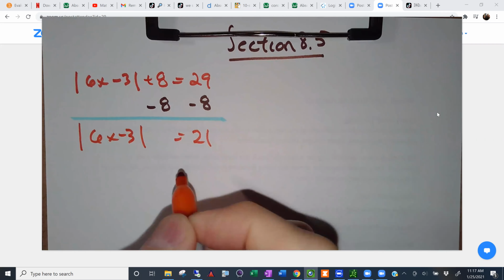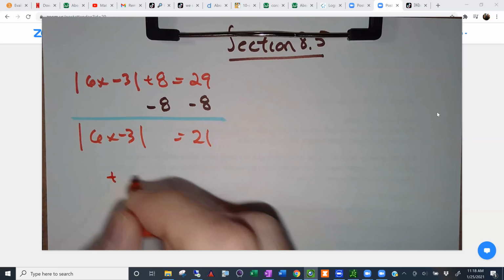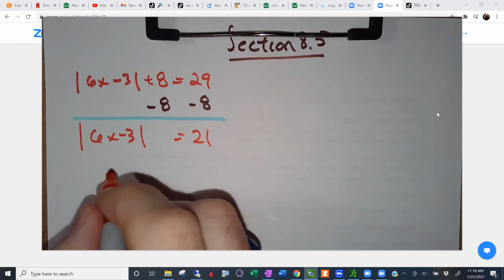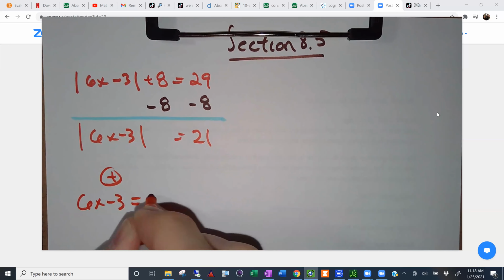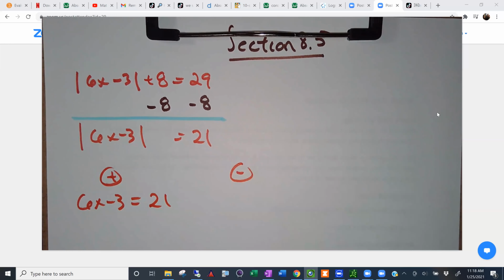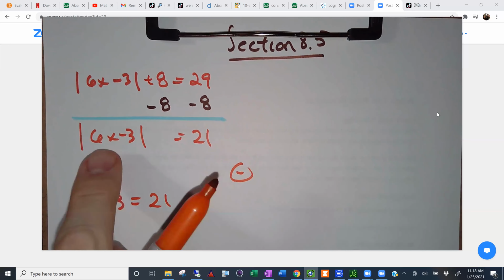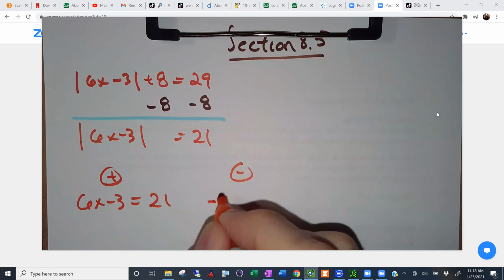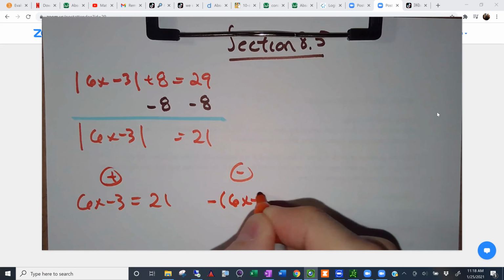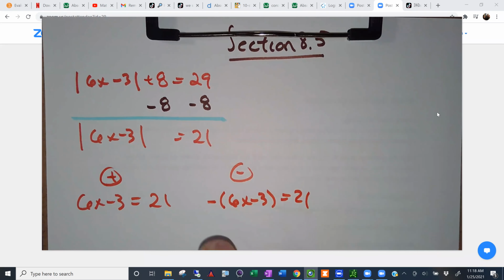There's a positive case, which is just like writing this without the absolute value, 6x minus 3 equals 21. And then there's a negative case. If this is negative, you can bring it out of the absolute value by taking its opposite. Now notice I didn't just write 6x plus 3 equals 21. You don't just change the middle sign. You have to change both signs.